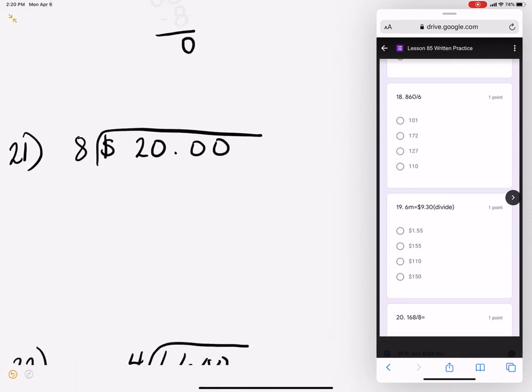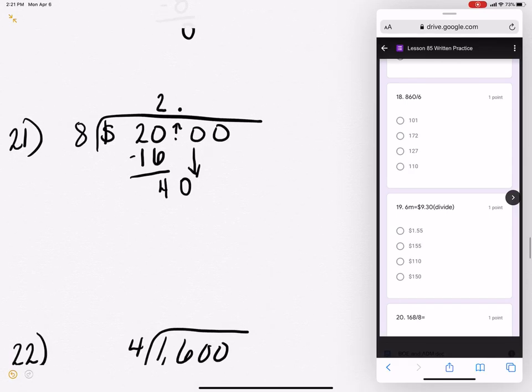20 divided by 8, and we're talking about dollars. So make sure you could go ahead right now and put that decimal on the stage. How many 8s are in 20? I think we can only get 2. 2 times 8 is 16. 20 minus 16 is 4. Bring down your 0. 8 times what is 40? 8 times 5 is 40.